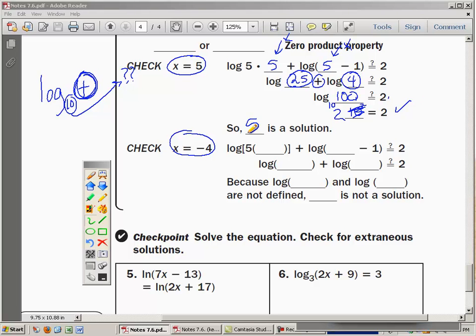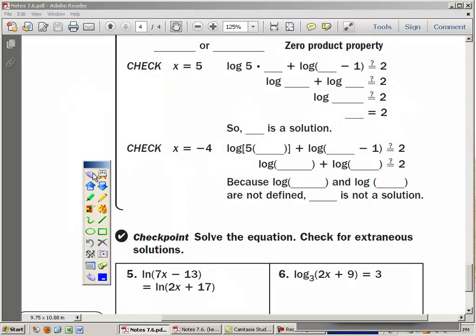Let's try the negative 4. This is 5 times negative 4 plus negative 4 minus 1, which is negative 5. And right here, this becomes negative 20. And as soon as you see this is negative and this is 20, because logs of negative numbers are undefined, this negative 4 is not a solution. So we talked about this in the beginning of the lesson. Make sure you're checking your solutions to see if they are extraneous.